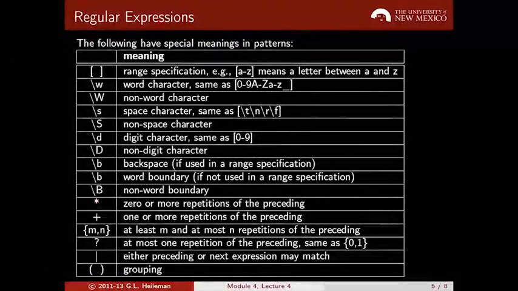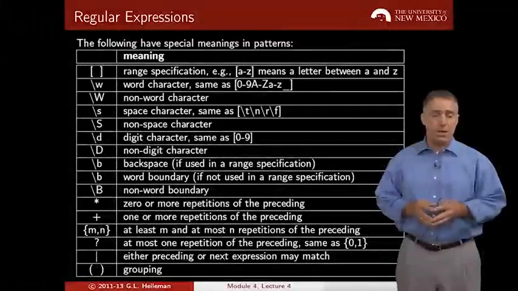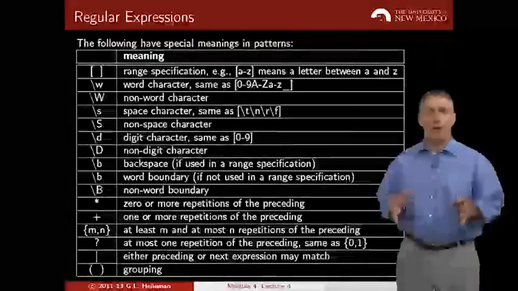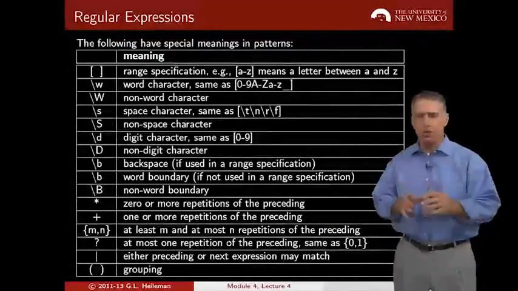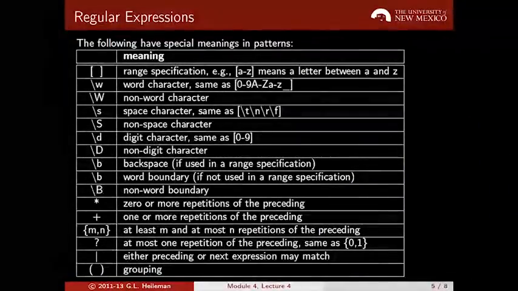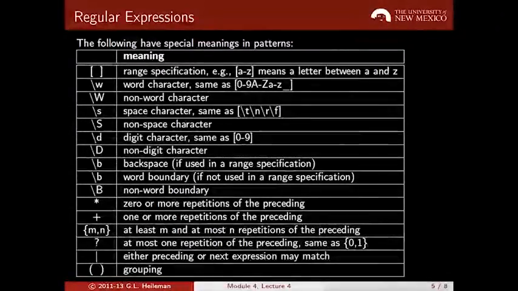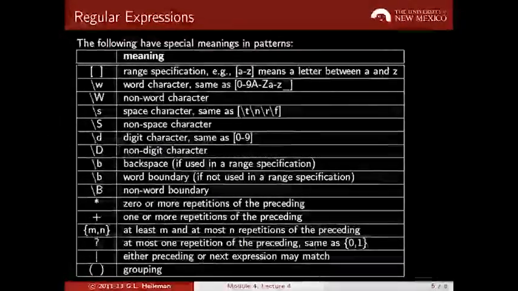Now, there's a lot to regular expressions, and I can't go over all of the various meanings of the symbols that you can use in regular expressions. But here's a quick table that shows some of them. And so here, if you use the square brackets, that gives you a range. So here I could, for example, enclose lowercase a dash z, that means any letter between a and z. So that's how you specify a range.